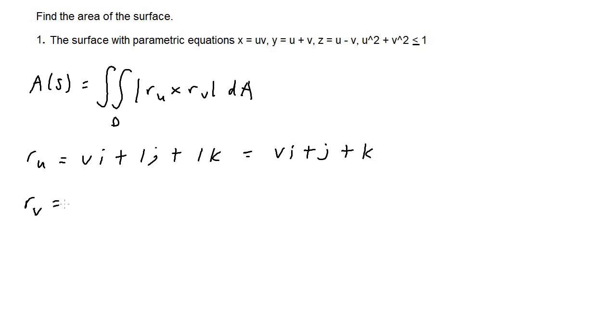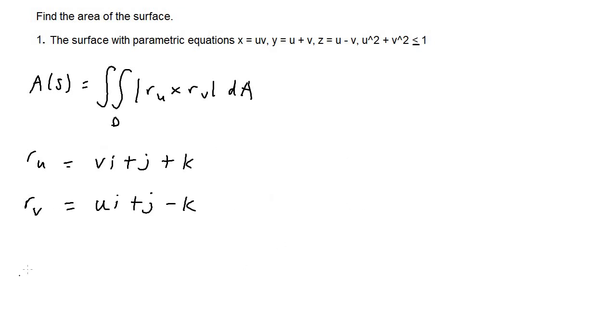So r sub v is going to be the partial derivative of the x equation with respect to v, that's going to be u times i, plus the partial derivative of the y equation with respect to v, that's going to be 1 times j, plus the partial derivative of the z equation with respect to v, that's going to be negative 1 times k, or negative k. So if we simplify, we get u times i plus j, and then minus k. So now let's go ahead and find the cross product of r sub u and r sub v.